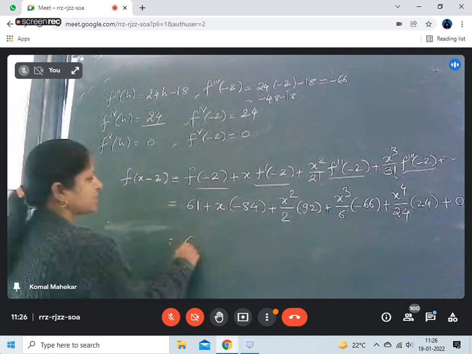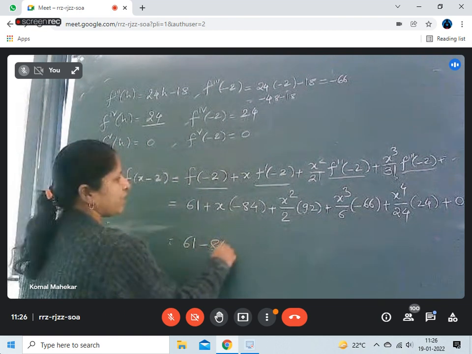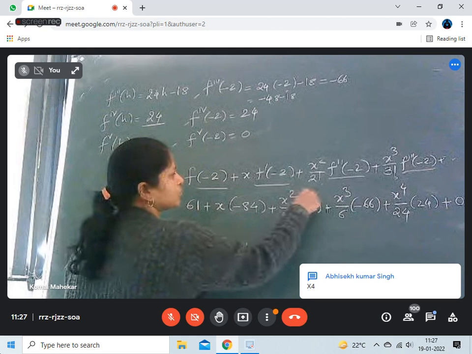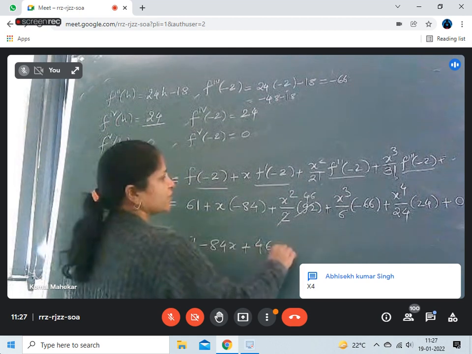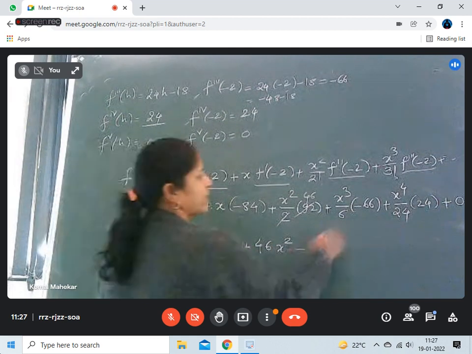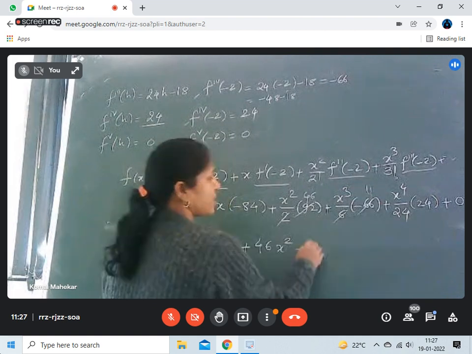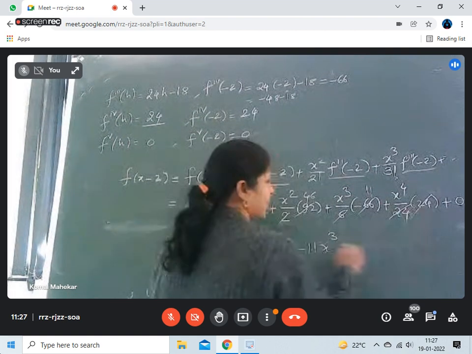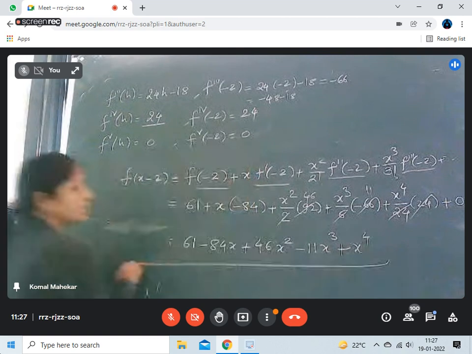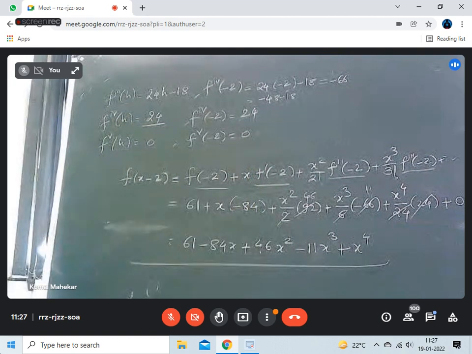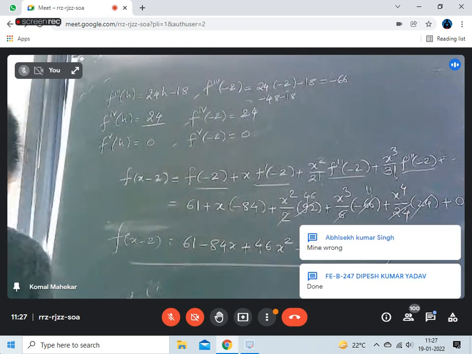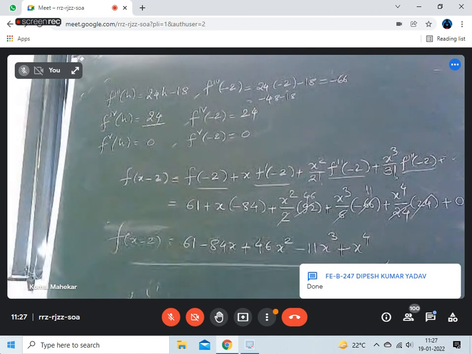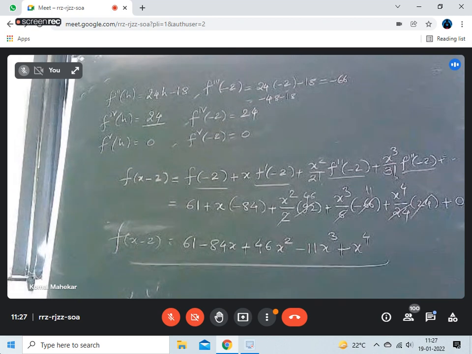So this is 61 minus 84x plus 46x square minus 11x cube plus x raised to 4. So this is the answer, the required expansion of the function in powers of x: 61 minus 84x plus 46x square minus 11x cube plus x raised to 4.